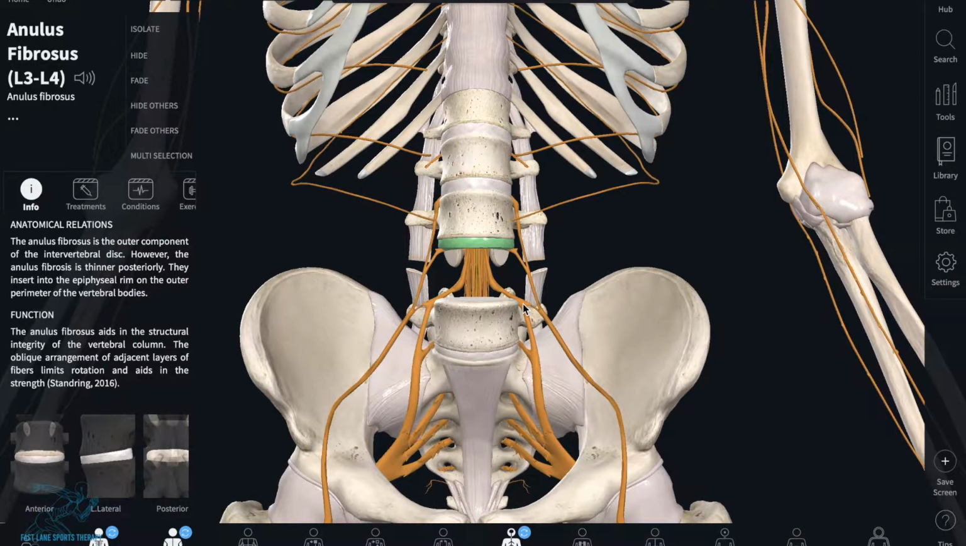My name is Dr. Lane Tran, and today we are going over discogenic pain, degenerative disc disease, and end plate involvement in low back pain. So let's dive right into it.